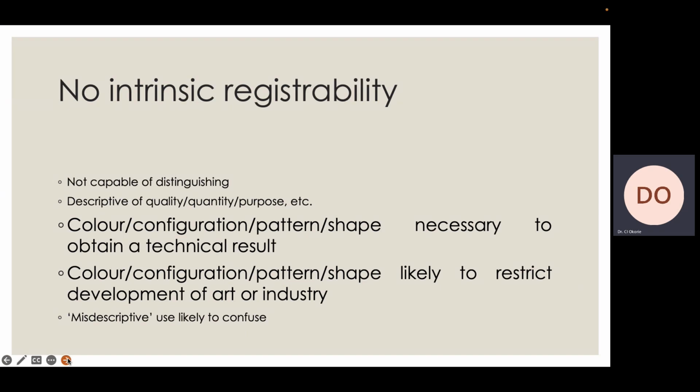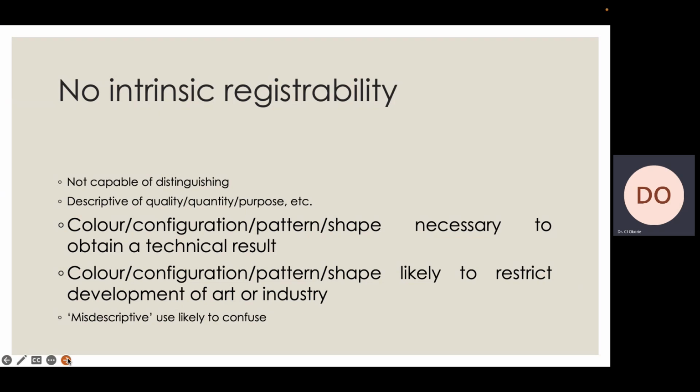So there could be a situation where they say that your mark doesn't have intrinsic registrability. In this case, they are saying that your mark doesn't satisfy the requirements that we previously dealt with for trademark registration. So they are saying that this is not a mark within the meaning of the trademark law, or they are saying even though it's a mark, it's not distinctive, it's not capable of distinguishing. Or they could be saying, well, this mark that you want to register constitutes a shape or a configuration that is necessary to obtain a technical result.